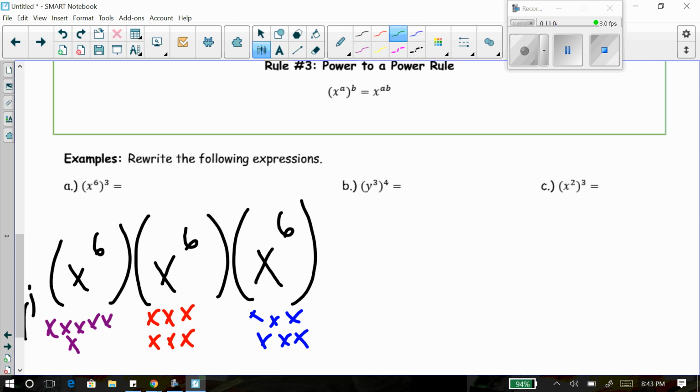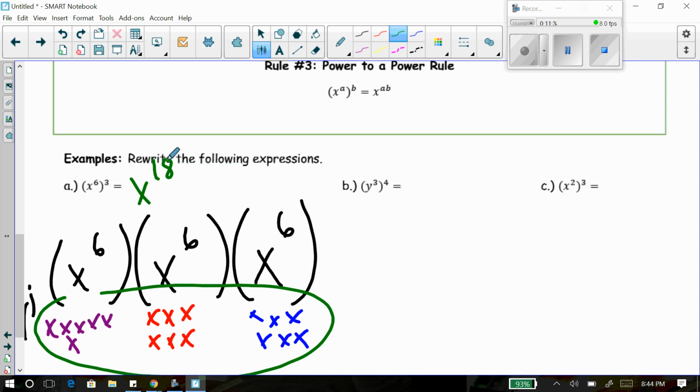So all together, when I add all my x's here, I have 1, 2, 3, up to 18 x's, which is 6 times 3, 18. So that's where that comes from. When it's a power to a power, you multiply.